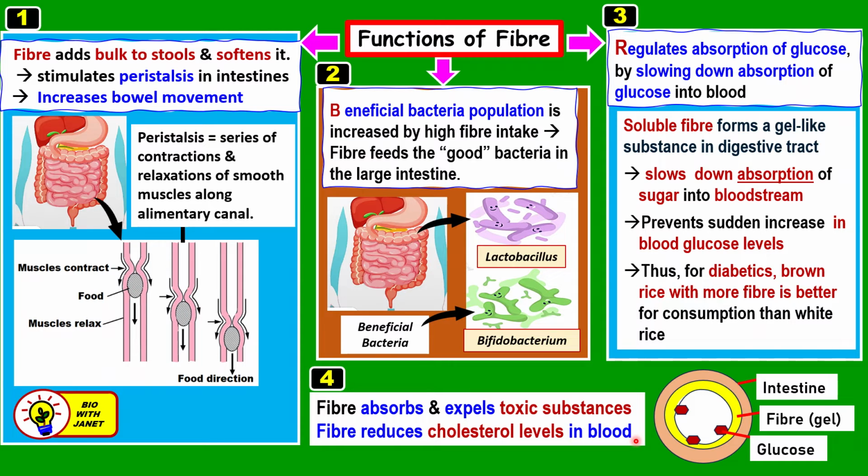Now, fiber reduces cholesterol levels in the blood. How does it do it? For example, if you eat a cup of oats in the morning, the oats will form the soluble fiber, which is the gel-like substance. Again, the same method. This gel-like substance will absorb the cholesterol, so that not so much of it will be absorbed into the bloodstream.